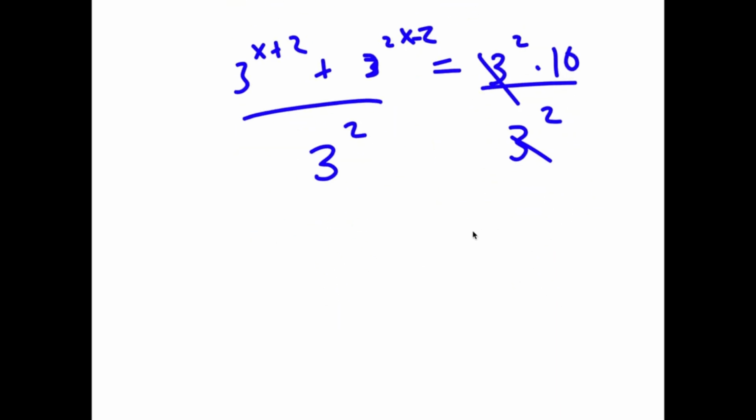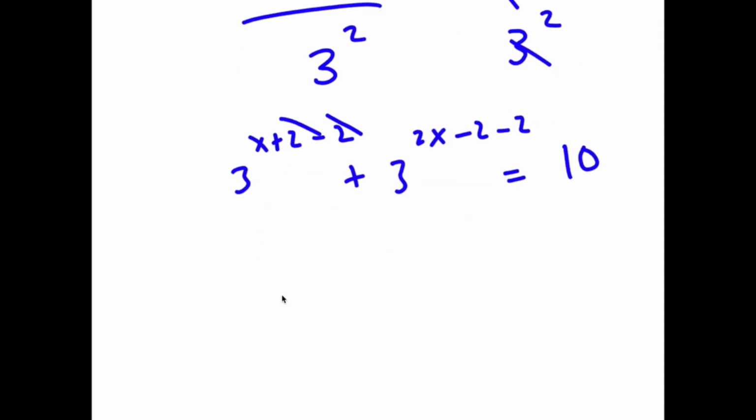And 3 to the power of x plus 2 over 3 to the power of 2, that's the same thing as 3 to the power of x plus 2 minus 2, plus 3 to the power of 2x minus 2 over 3 to the power of 2, that's the same thing as 3 to the power of 2x minus 2 minus 2, which is equal to 10. 2 and negative 2, these two cancel out, so I have 3 to the power of x plus 3 to the power of 2x minus 4 is equal to 10.